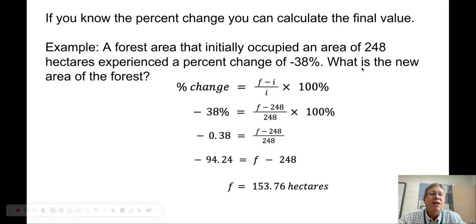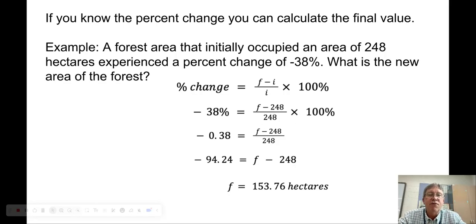It experienced a percent change of negative 38% in that forest area. So I want to know what is the new area of the forest. I'm going to use my equation. Percent change is equal to final minus initial over initial times 100%. I'm going to substitute in the percent change as negative 38%. The initial value is 248 hectares, divided by 248 hectares, times 100%. I remembered the percent this time.